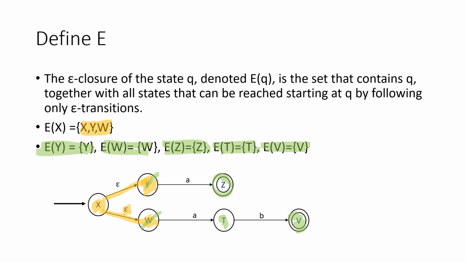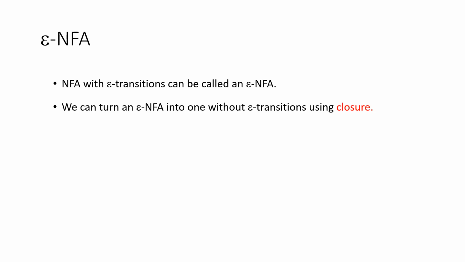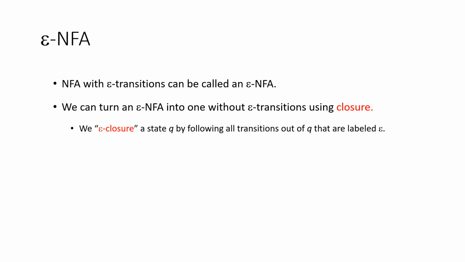Right. So one thing that's important to point out here is that the set contains itself, whatever you define the epsilon closure on. While I really haven't made the distinction yet, there is this concept of an epsilon NFA, which is an NFA with epsilon transitions. Now, you can turn an epsilon NFA into an NFA without epsilon transitions by using closure.